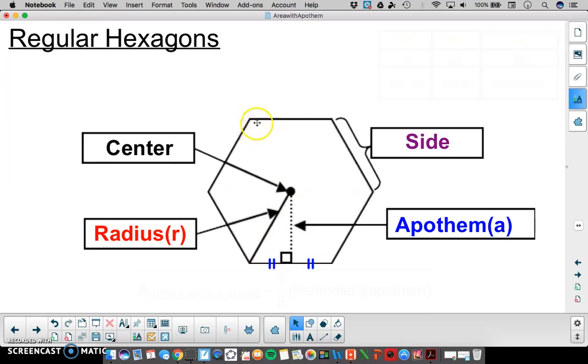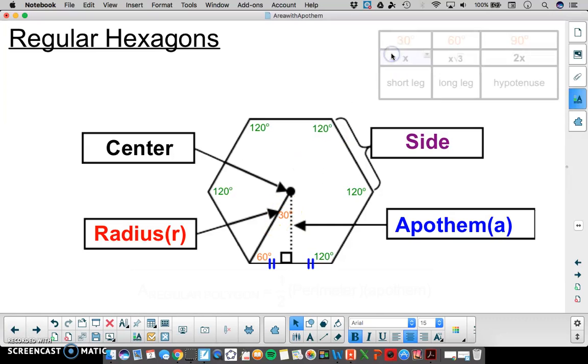Now, to find the angles here, remember we could use 180 times n minus 2 divided by n, and we would find that each of those angles is 120 degrees. But that radius cuts that angle in half, which makes a 60-degree angle at the corner. So with the 60 and the 90, we have a 30-degree angle at the center.